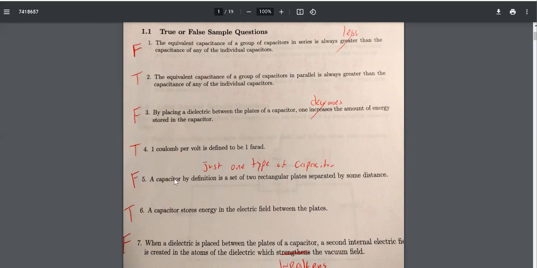Okay, and so this, you might have been tempted to say true for this, because the capacitors that we looked at the most were parallel plate capacitors, which is what's described in this question, two plates that are separated by some distance that are parallel to each other. But that's only one type of capacitor. We also have spherical capacitors, where we have these spherical shells, one inside of the other, where there's charge on each part of the sphere. That's also a capacitor. We also could have these cylindrical ones that we look at. A capacitor stores energy, that's true. The energy is stored in the electric field between the plates, regardless of the type of capacitor it is.